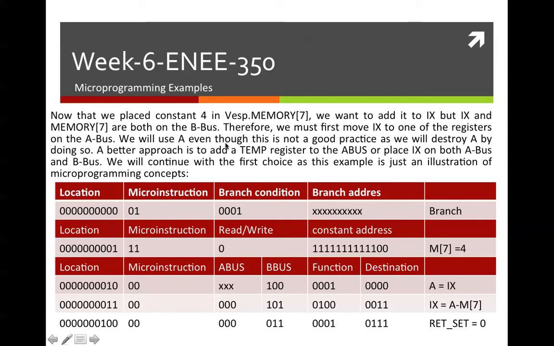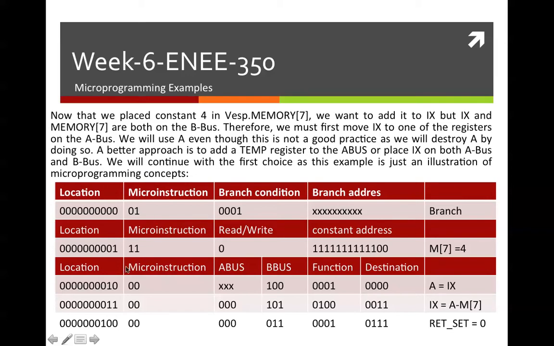And as I emphasized in class, this is certainly not a good practice because A is a general purpose register in a way, and would be used by a programmer of VESP to perform computation. So when this happens internally, we get to destroy this register in the process, and that's not a good practice. A temp register would have been more appropriate, and there is space on the A bus to do that, but this is just an example. So we now move IX to A.